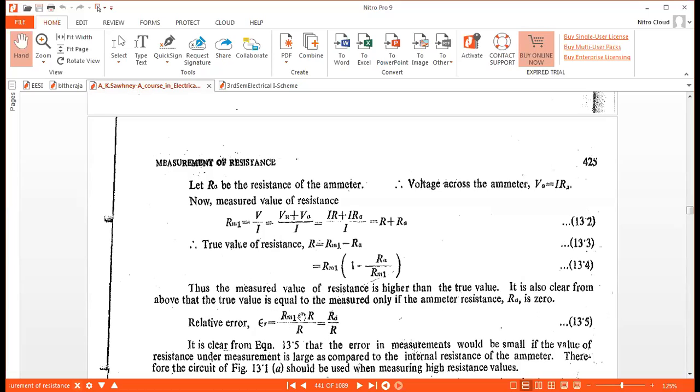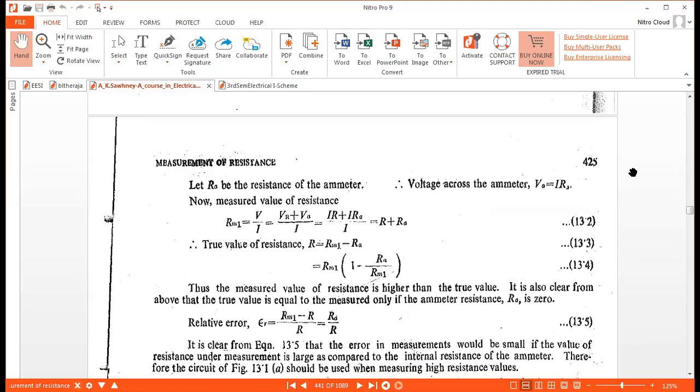So RM1 minus R means RA. This RM1 minus R is replaced by RA, and the relative error is nothing but RA by R. So it is small under the resistance measurement, when R is large as compared to the internal resistance of the ammeter.